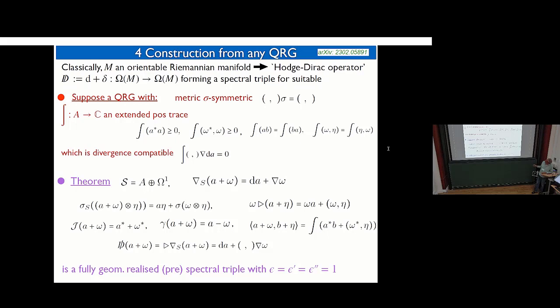And it's just d plus delta as a map from omega to omega. This is the whole exterior algebra. So S is this guy. It's not spinors as we know it.